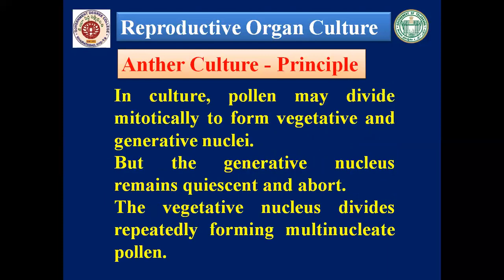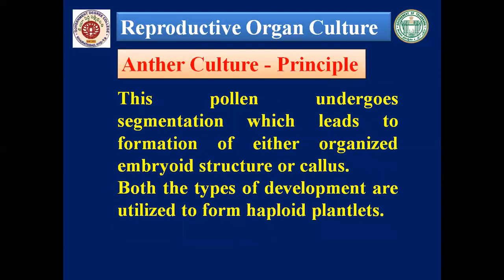Next, when you're doing an anther culture technique, pollen may divide mitotically to form vegetative and generative nuclei, but the generative nucleus remains quiescent and abortive. Whereas the vegetative nucleus divides repeatedly, forming multinucleate pollen. Okay, so this multinucleated pollen undergoes segmentation, which leads to formation of either organized embryo structure or callus. Both types of development are utilized to form haploid plantlets.